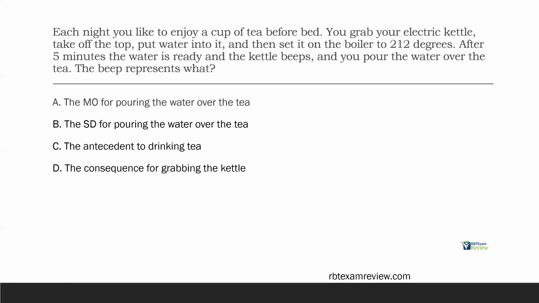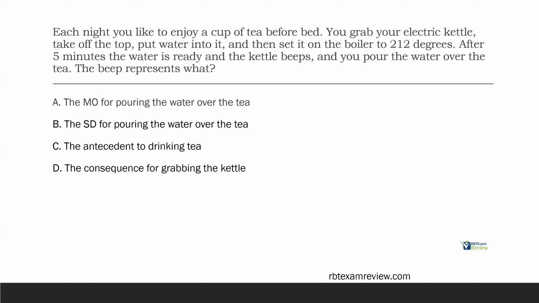The behavior questions give people trouble because they fail to identify what we're looking for, because there's so much going on here. There's a lot of different behaviors, a lot of different situations. What are we looking at? We're looking at the beep. We're looking at the kettle beeping. So immediately identify who is doing the behavior, and then what are we looking at in this situation? We're looking at the kettle beeping, and you're engaging in the behavior.